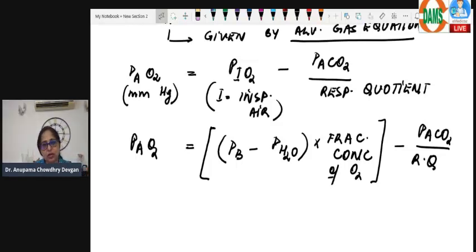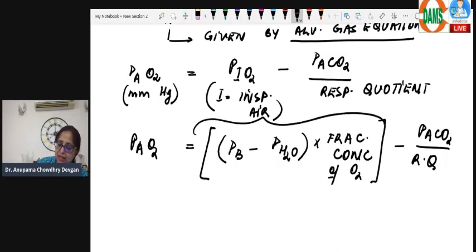Alveolar partial pressure of oxygen equals atmospheric pressure minus the water vapor pressure into the fractional concentration of oxygen, minus alveolar CO2. This first part of the equation is the partial pressure of oxygen in the inspired air. Why are we subtracting the water vapor pressure? Remember, addition of water vapor reduces the partial pressure of oxygen. Why are we subtracting the alveolar CO2? Because addition of CO2 is reducing the partial pressure of oxygen. Have you understood? This is your alveolar gas equation.